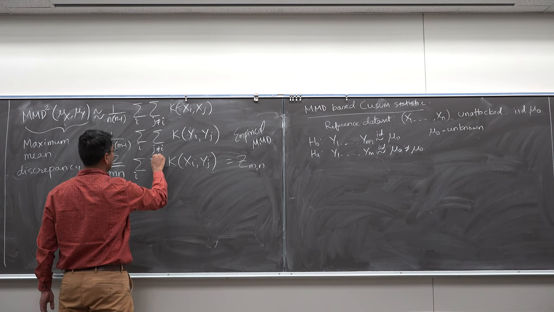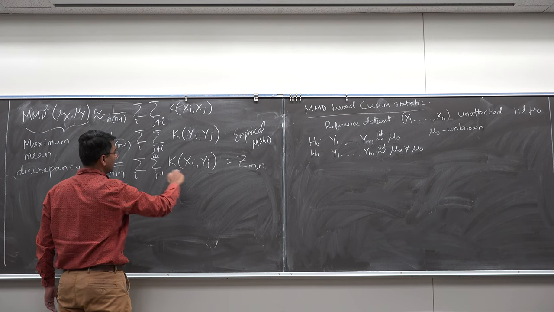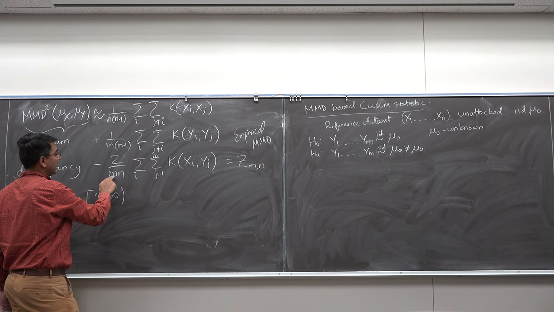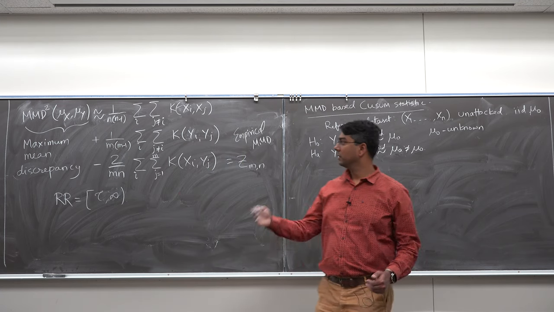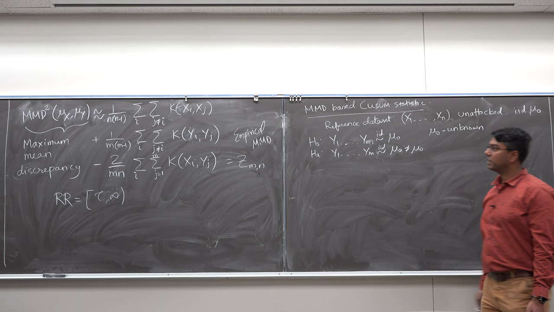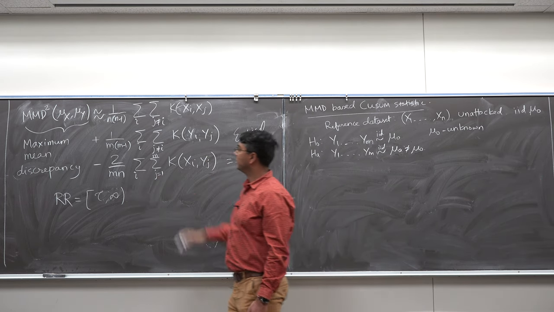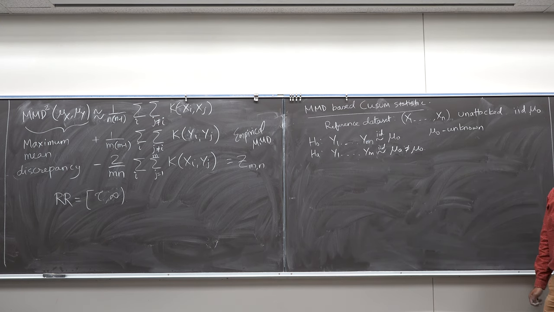So remember, j goes from 1 to m. So if I go from m to m plus 1, I have to compute this sum again. For all xi, I'll have to compute this kernel. And then I have to change this m to m plus 1. So this is also something you can compute sequentially. As new data arrives, you can keep adding more and more stuff to this summation. And you change these coefficients here, and then you get your MMD square with new information. So this also allows you to compute MMD sequentially as new data arrives.